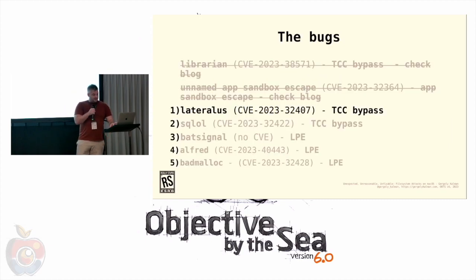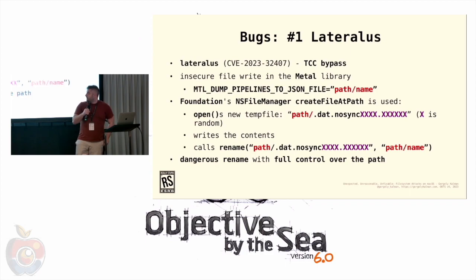Right, so let's start with the first one, Alice. This is a TCC bypass. It's a funny one. MTL has this environment variable that is very ominous. If you set this, it will write a log file to an attacker-provided location. It does this with NSFileManager createFileAtPath. It really actually opens a temp file. The characters are random, but you don't really care because it's case insensitive anyway. But the basic idea is that it opens a new file, writes the contents, and calls the rename.